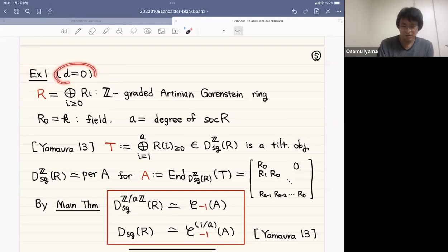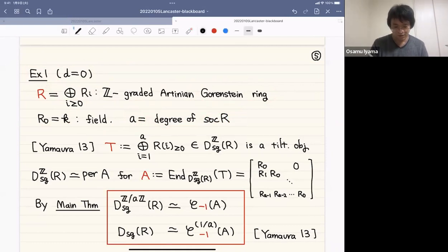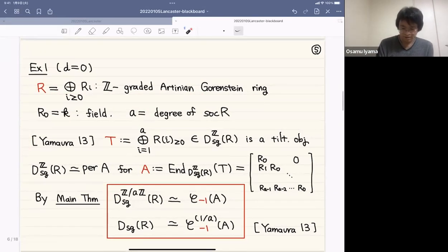The simplest setting is crude dimension 0. So R is just a finite dimensional algebra over a field. R is a G-graded Artinian Gorenstein ring, and as before, I assume the degree 0 part is a field K. Then R is a finite dimensional K-algebra, and in this case, the A invariant is nothing but the degree of the socle of R, in other words, the largest non-zero degree of R. In a paper by Yamaura in 2013, he deals with non-commutative self-injective algebras, so this is just a special case.